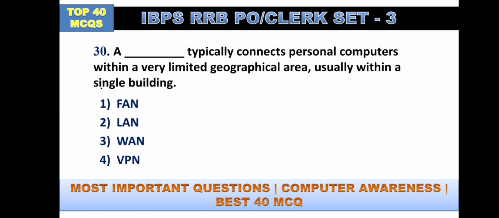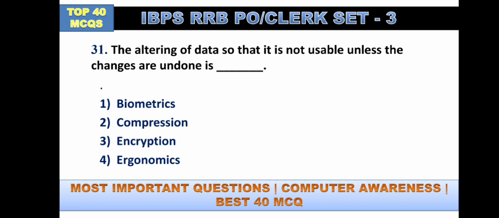Okay. Dash typically connects personal computers within a very limited geographical area, usually within a single building. So this is called LAN, local area network. So write in the comment section what is the range of a local area network. Okay. The altering of data so that it's not usable unless the changes are undone. So this is called encryption.